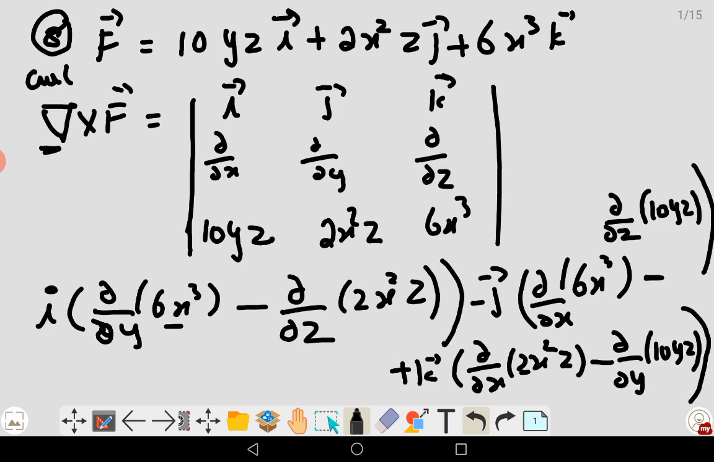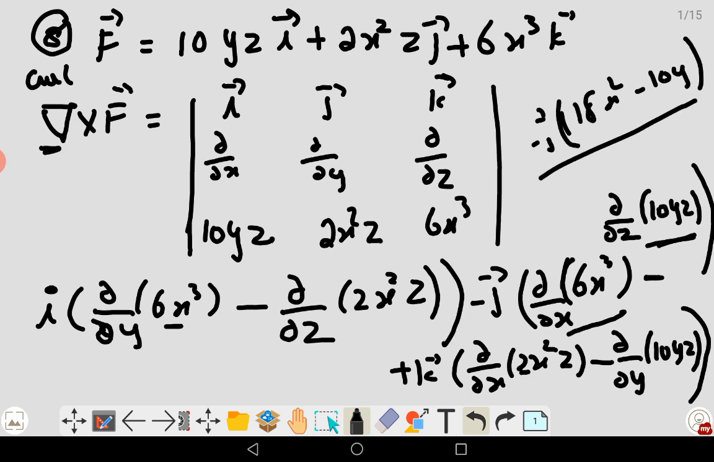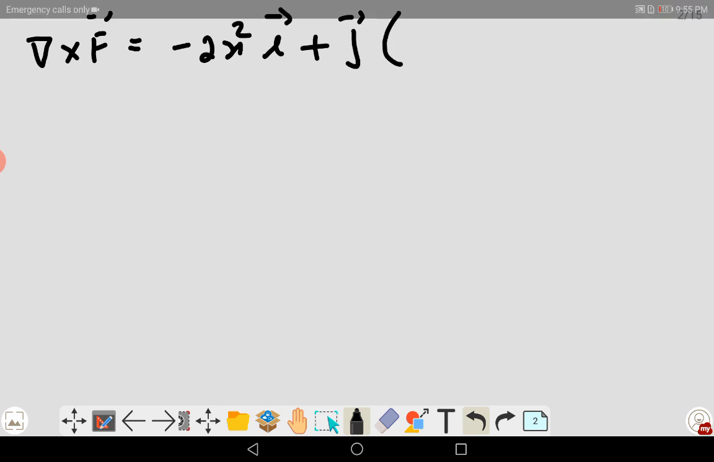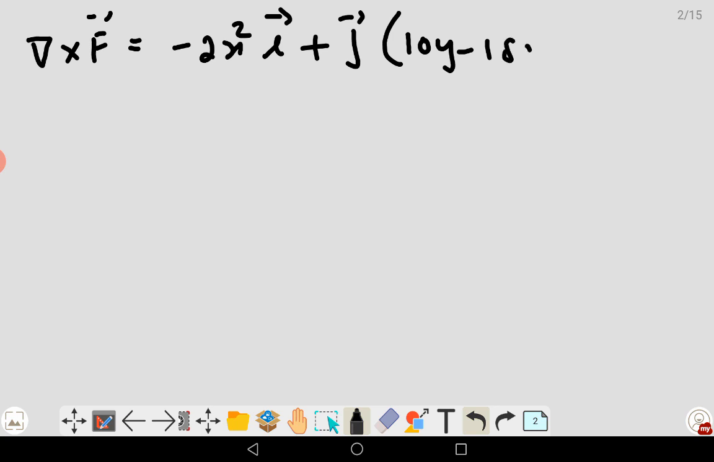Plus, now for j, negative j, isn't it? When you differentiate this term with respect to x, you will get 18x², and there is a minus j outside. Next term, when you differentiate with respect to z, you get 10y, so minus 10y. The minus should be multiplied inside, so positive 10y minus 18x². That is the second term: 10y minus 18x² with j.